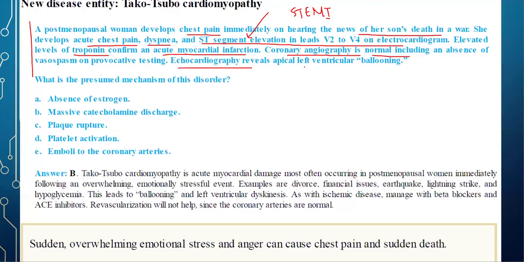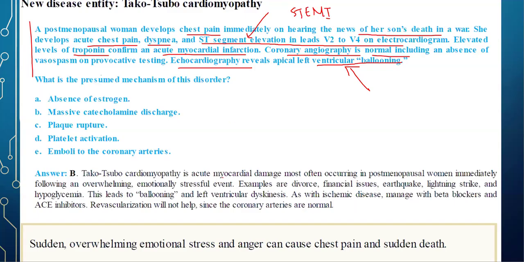You did an echocardiogram which showed apical left ventricular ballooning. So that is what we get in Takotsubo cardiomyopathy. Patient presents to us with exactly similar features like an acute ST elevated MI. But when we do the angiogram, there is nothing there. It's totally normal. Then you do an echo, and echo usually will give you the diagnosis. When you see this ballooning of the left ventricle, then you can think of Takotsubo cardiomyopathy.